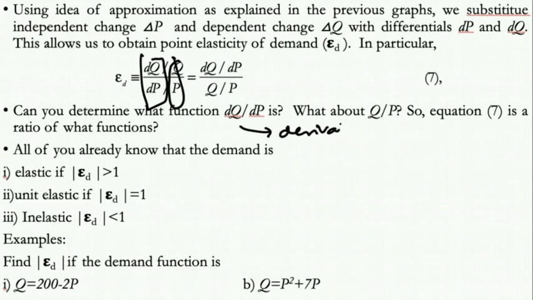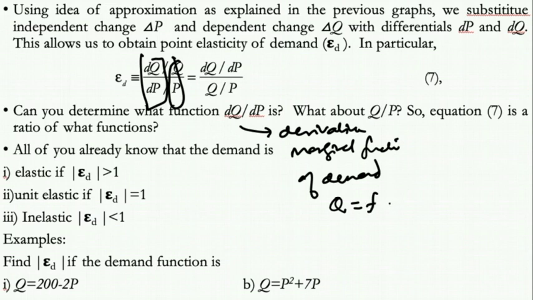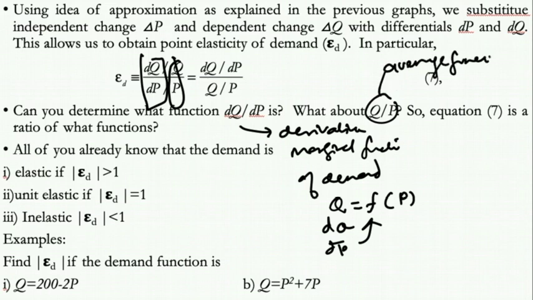Derivative. Or in other words, it's actually the marginal function of demand, because we know that the original function of demand is Q as a function of price, isn't it? Now, if we have dQ over dP, then it is a marginal function of the primitive function, the demand function. And what about Q divided by P? This is nothing else but the average function.